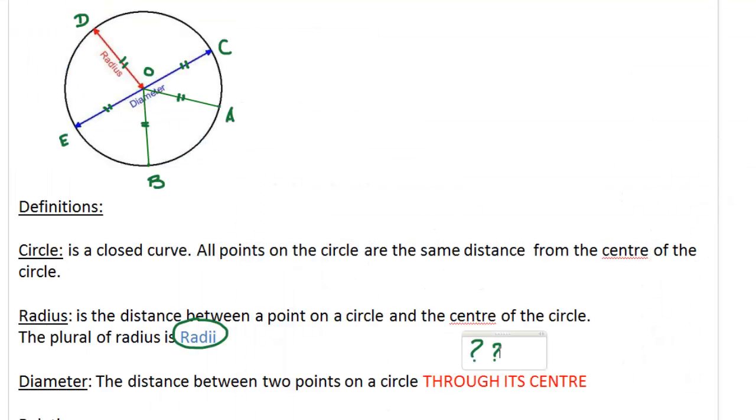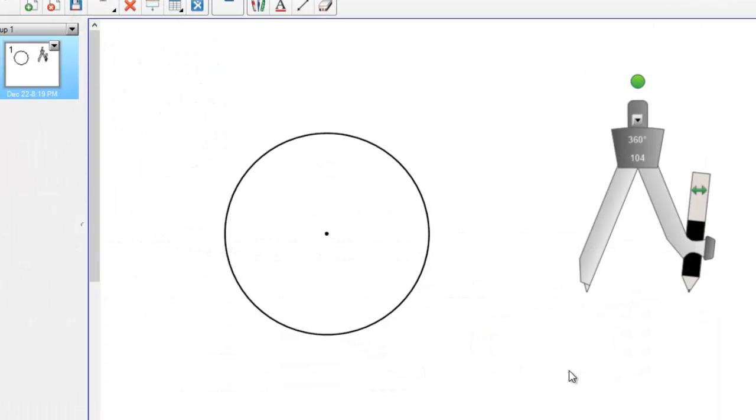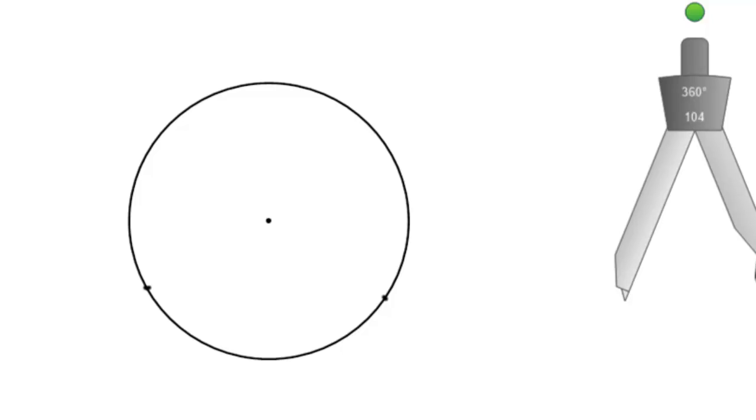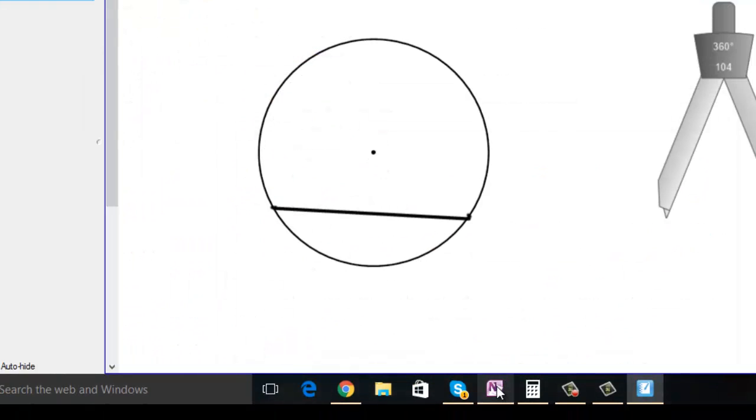Now, if I go back to that definition, it's saying the distance between two points on a circle through its center, and through its center is red. Why? Let's say I will choose two points. This is what it's saying. One point here, one point here. If I draw a line between this point and this point, is my definition correct? The distance between two points on a circle. There we go. I have two points on the circle, and this is the distance between.